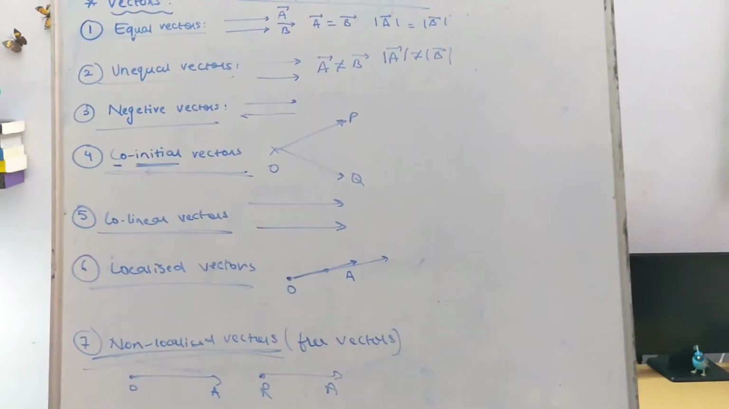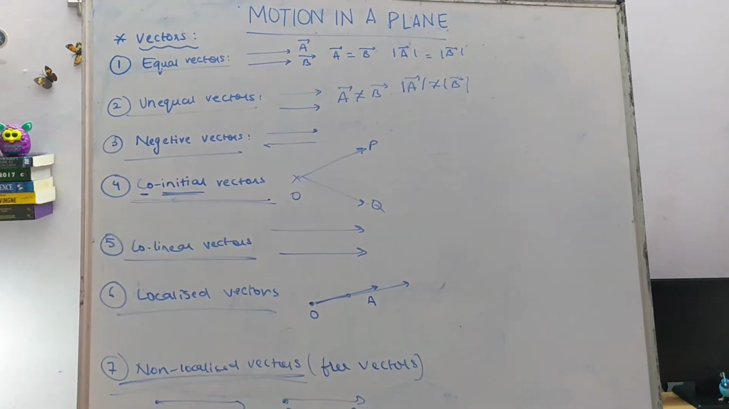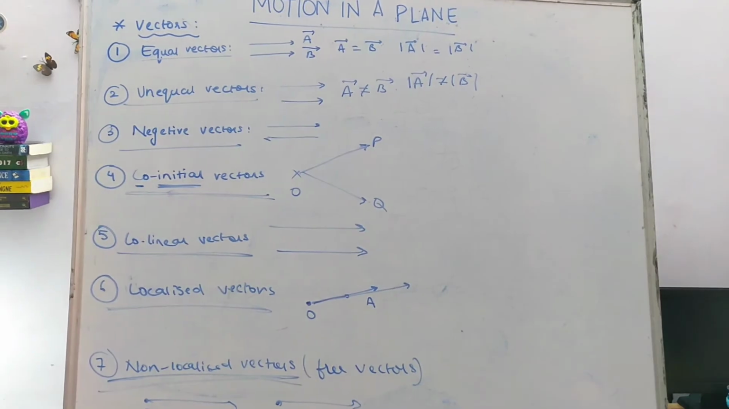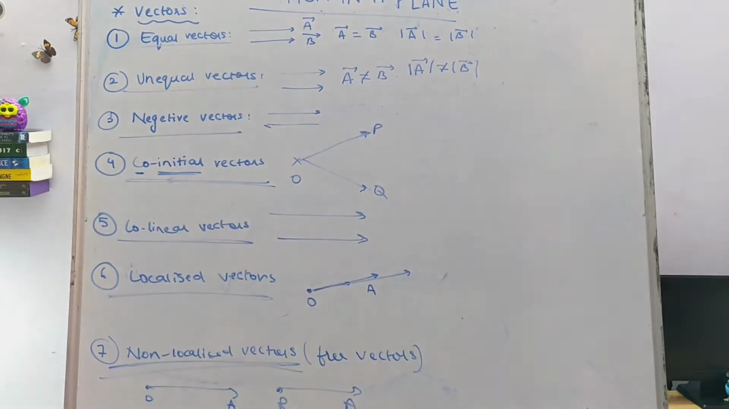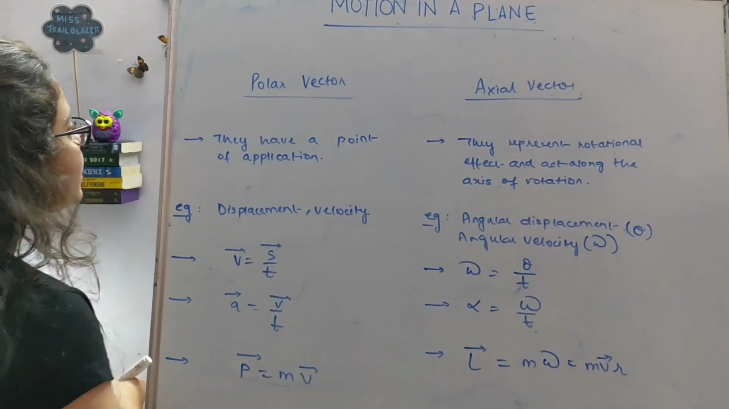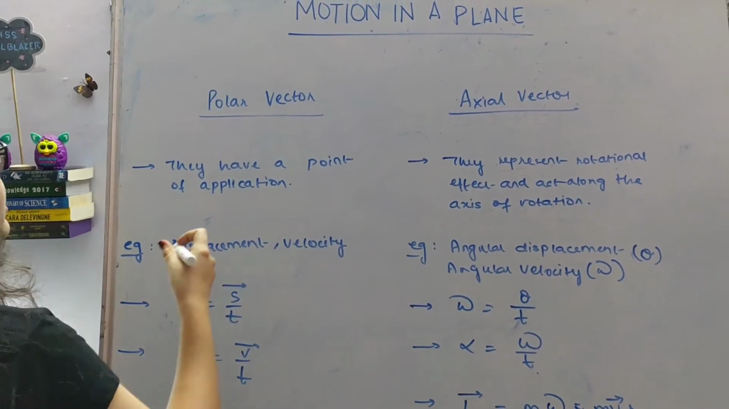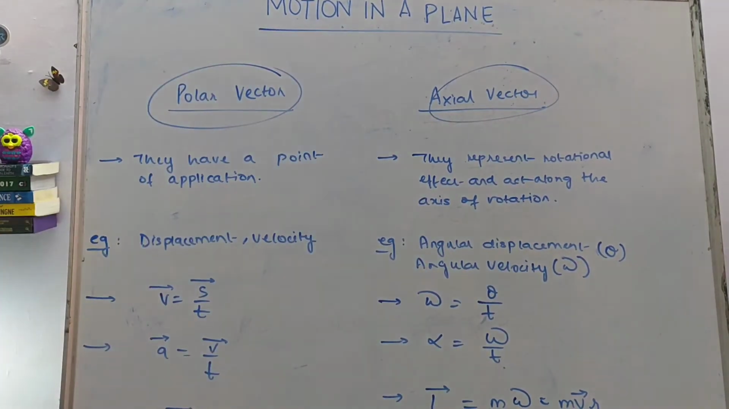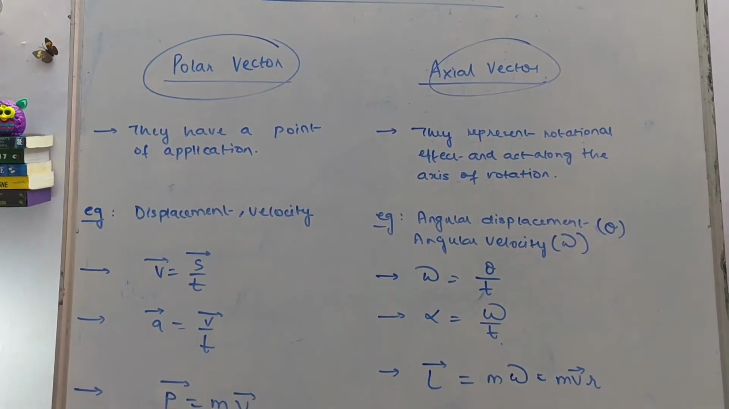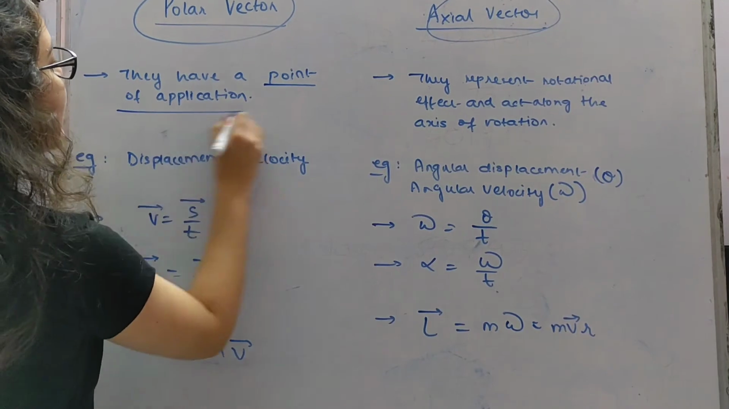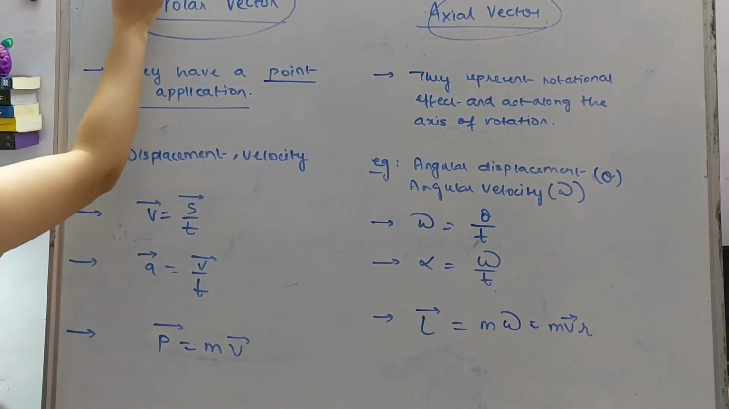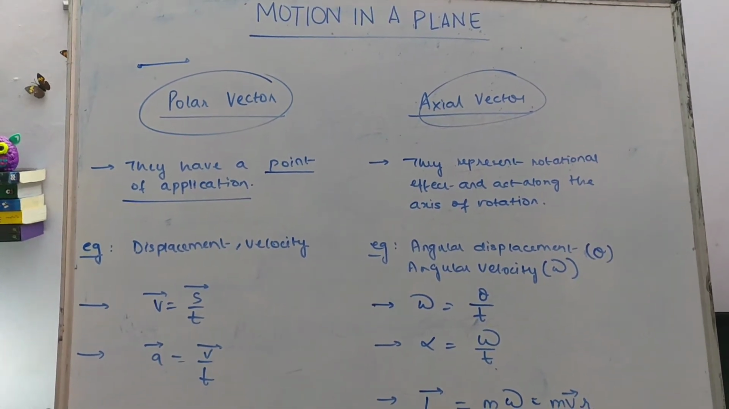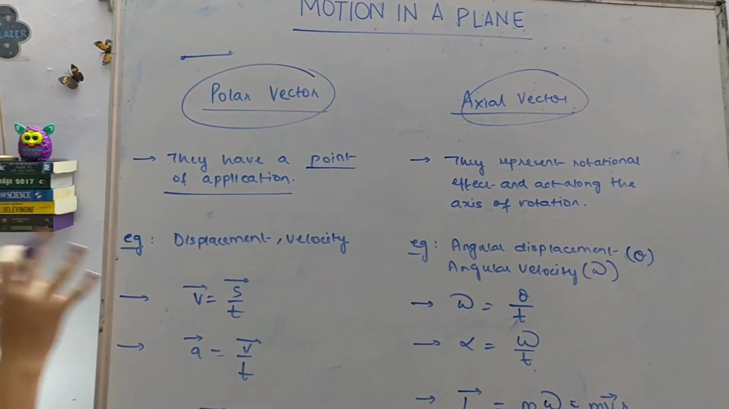We have two more types of vectors, that are polar vectors and axial vectors. I will be showing you the differences in a while. Note this down. Now let us see the difference between two kinds of vectors. First one being the polar vector and the second one being the axial vector. Polar vectors have a point of application, meaning they have a specific starting point. Don't get confused between localized vectors and polar vectors. Polar vectors are a bit different.